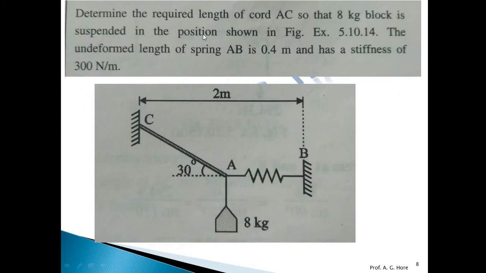Next numerical. Determine the required length of cord AC so that the 8 kg block is suspended in the position shown in the figure. The undeformed length of the spring AB is 0.4 meter and it has a stiffness of 300 Newton per meter. We want to find out, for this diagram, this length of AC.